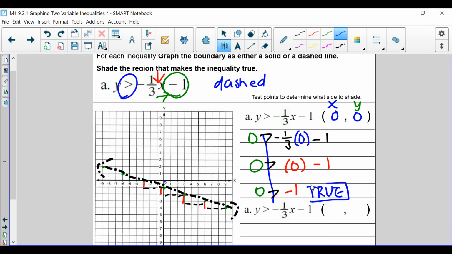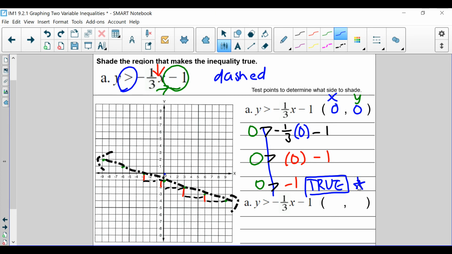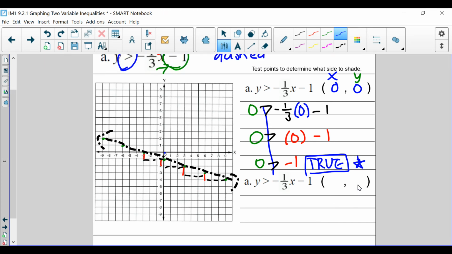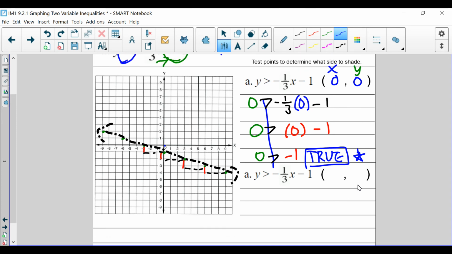So that means that (0, 0) is a solution. So that point is about the right place to shade. So we're probably going to shade above. But it's always good just to double check. Just to double check, hey, is that actually a solution?